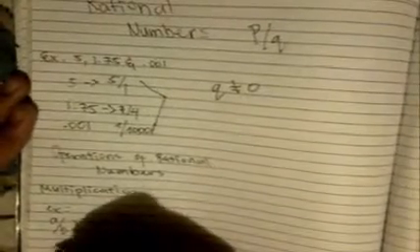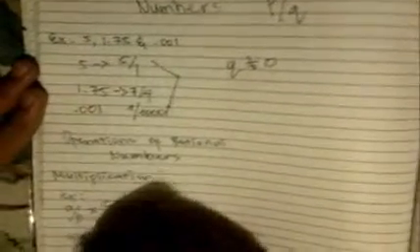Another example would be 4 over 3 times 2 over 5. 4 times 2 is equal to 8, over 3 times 5 equals 15. So here is our answer.